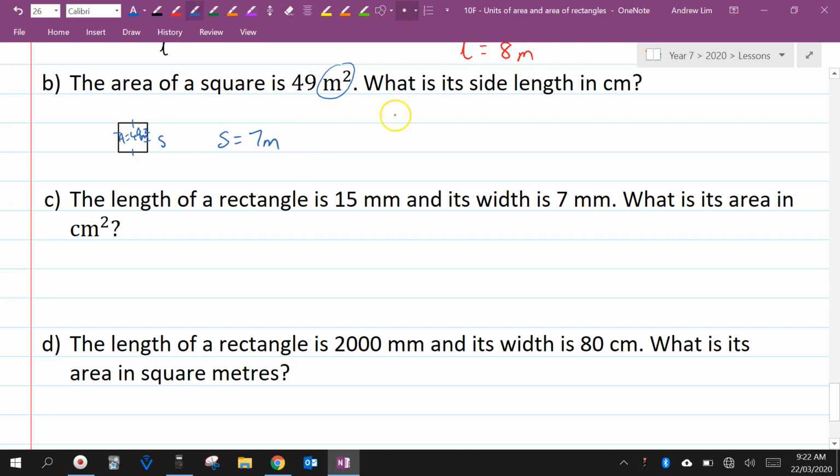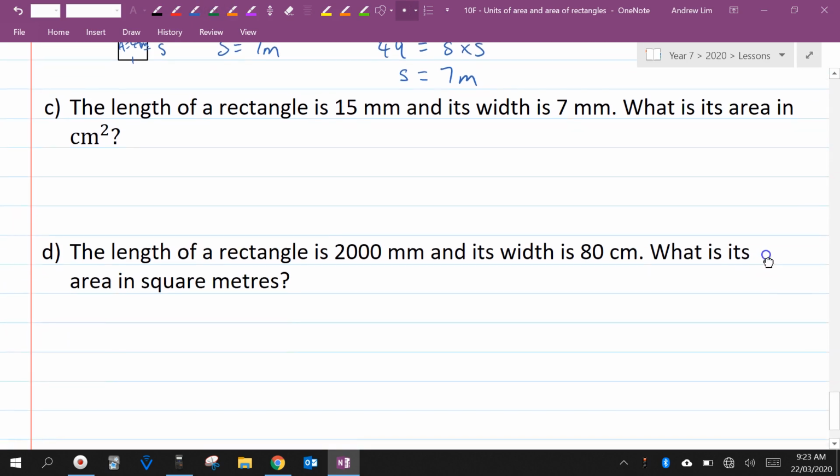Another way to do this is we know that the formula is A is equal to S squared. Because we know the area is 49, well, what number times itself is equal to 49? 7. So it's 7 meters.